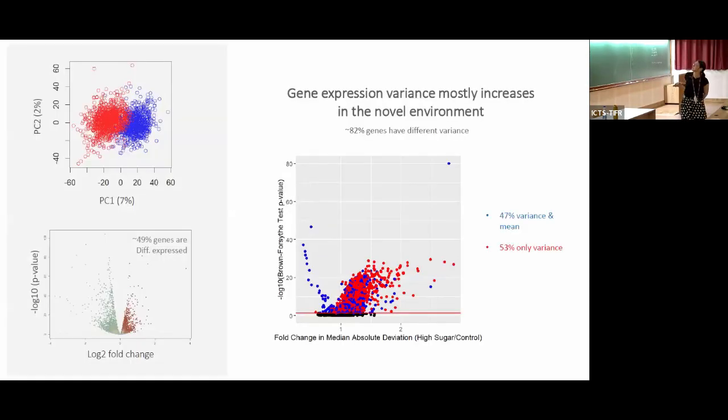Yes. 6% that's only variance? No, so you have 82% of the genes in the genome that have different variance. Half of them also have a change in mean. These are the genes that were differentially expressed in mean. Half of that 80. Correct. Okay, yeah, correct. And half of them in variance, yes.